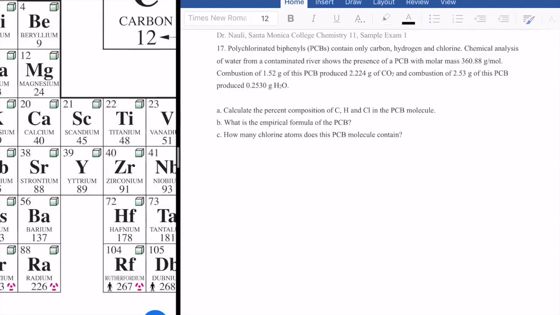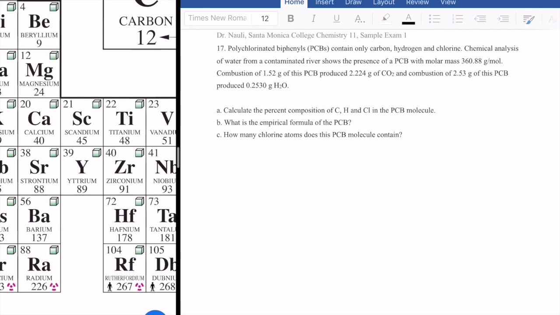Okay, let's take a look at the third question, or question number 17 in Chem 11 sample exam 1. This one gives you the following information. It says these compounds called polychlorinated biphenyls have only 3 elements in them: carbon, hydrogen, chlorine. Chemical analysis shows that the PCB has a molar mass of 360.88 grams per mole.